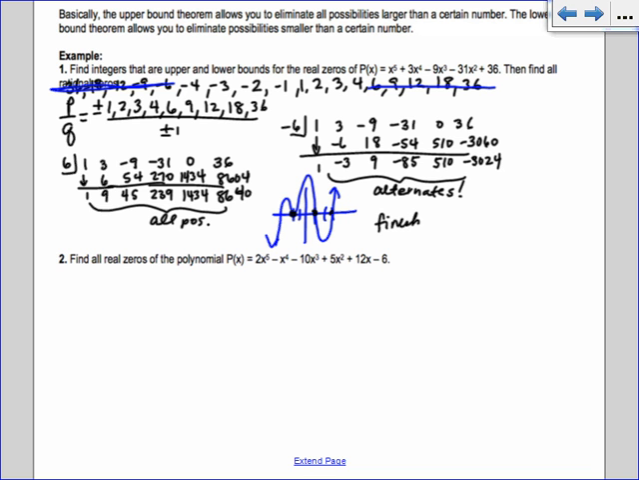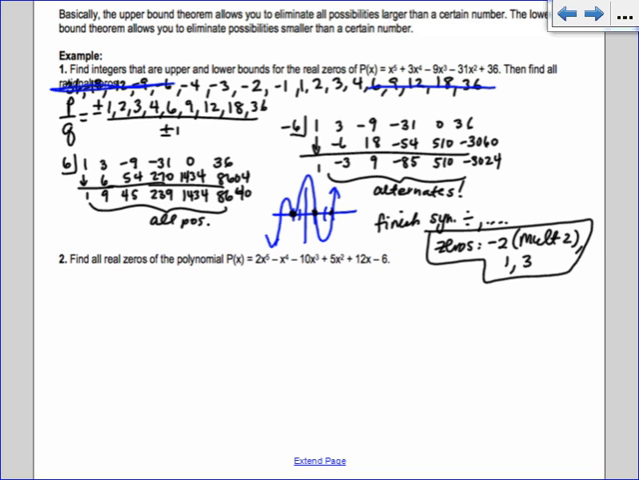So finish synthetic division, your zeros end up being -2 with multiplicity 2, 1, and 3. So if I did do all that work, those would be my answers. Okay, does this make sense?